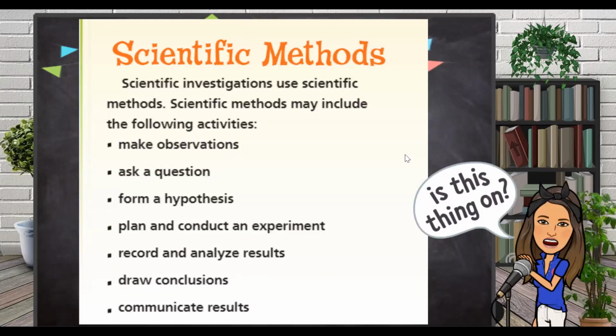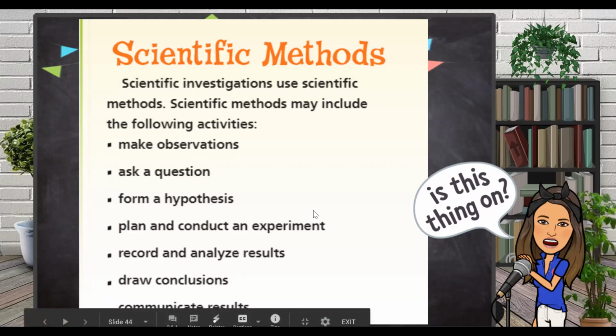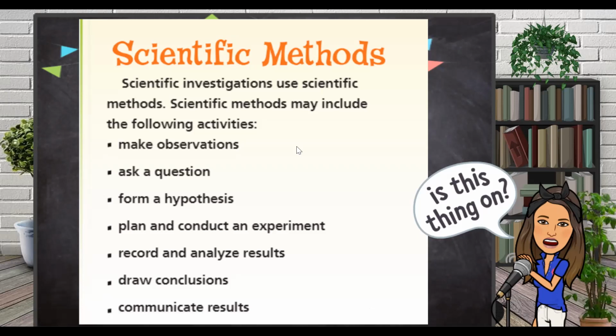Just like our question for Thursday: who was the first scientist in the world? Did you need to make your own experiment? It wasn't an experiment, dear. It was research. You had to look for the information and dig about it, see where you can find more information. Like here, these are our methods, okay? You have to make observations, ask a question, form a hypothesis, plan, conduct an experiment, record and analyze results, draw a conclusion, and finally communicate results.